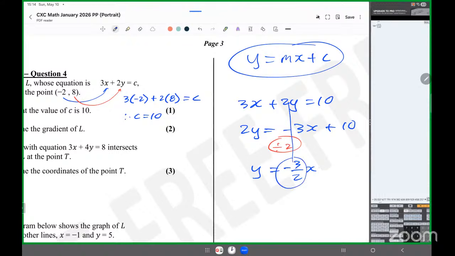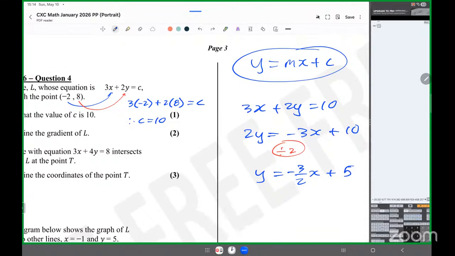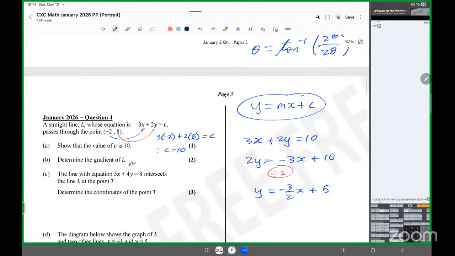Why do I do it like that? Because I want to be able to isolate the m and see the m separately from the x. Then divide this 10 by 2, you get 5. So the y-axis intercept is 5, and the gradient m is negative 3 over 2.